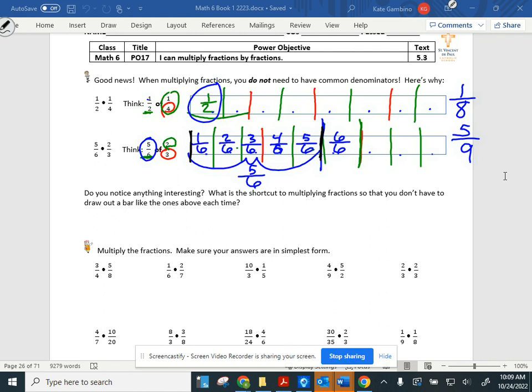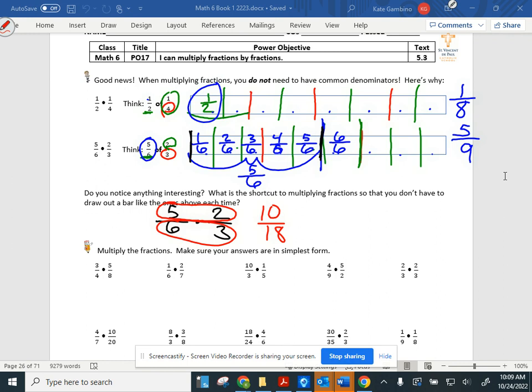Has anybody multiplied fractions before? James? Yeah, you can just do 5 times 2, 6 times 3. Yeah, you multiply across. So if we had 5/6 times 2/3, you multiply across. So you would have 10 and 18. Well, how did I get 5/9 if multiplying across is 10/18?